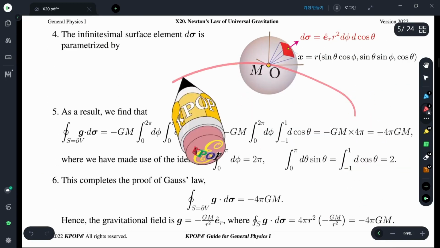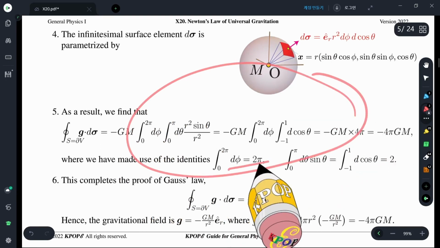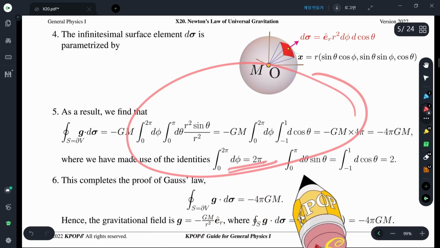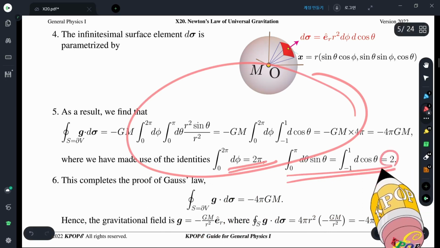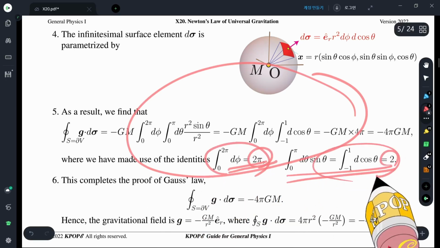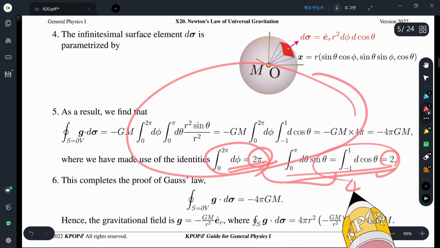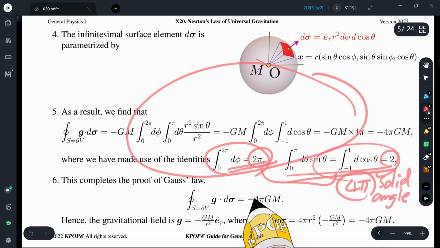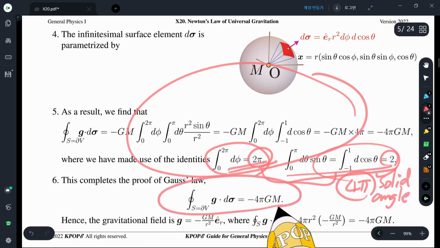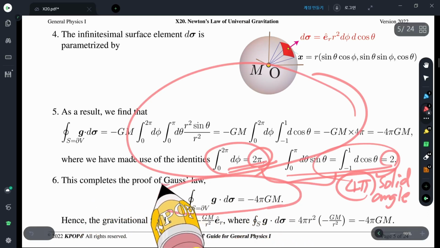The evaluation of the integral depends on the azimuthal angle, giving 2 pi, and the polar angle integral is 2. So multiplied by these two numbers, we have 4 pi of the solid angle. As a result, we obtain this identity called Gauss law.